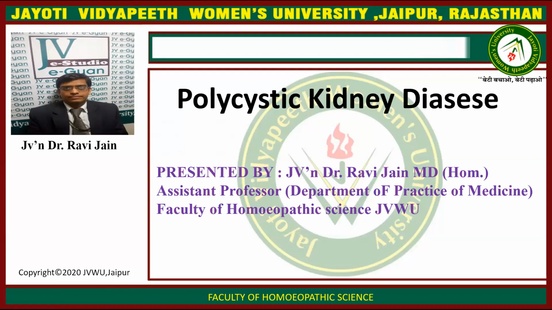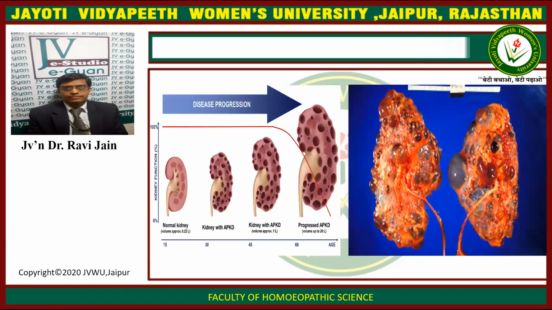This is a lecture which is part of the series on the urogenital system, and in today's topic we will be discussing polycystic kidney disease, its etiology, its clinical features, investigation and management. So what is polycystic kidney disease, why it happens, and what are the clinical features, investigation and management, we are going to discuss in today's lecture. So let's start with polycystic kidney disease.